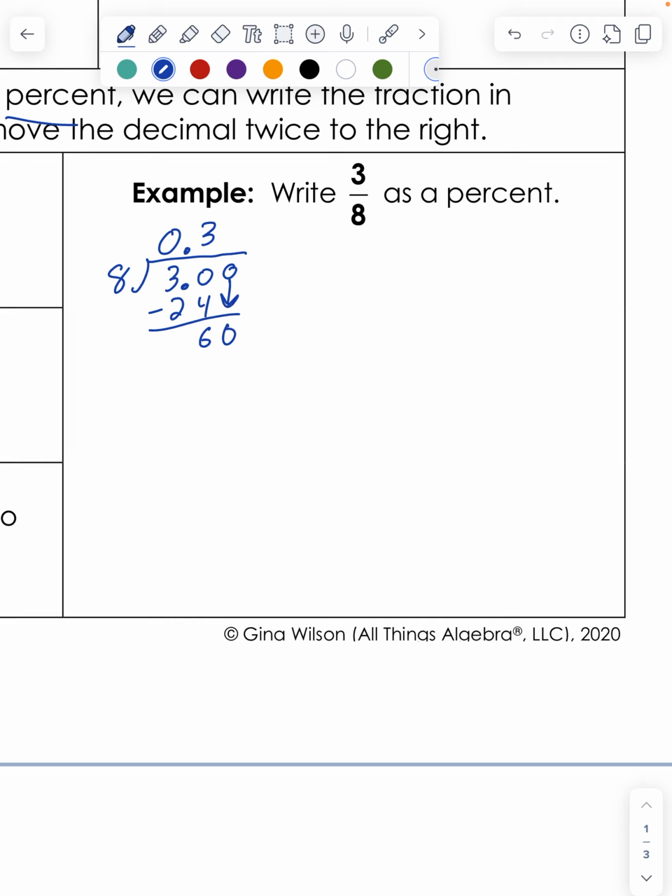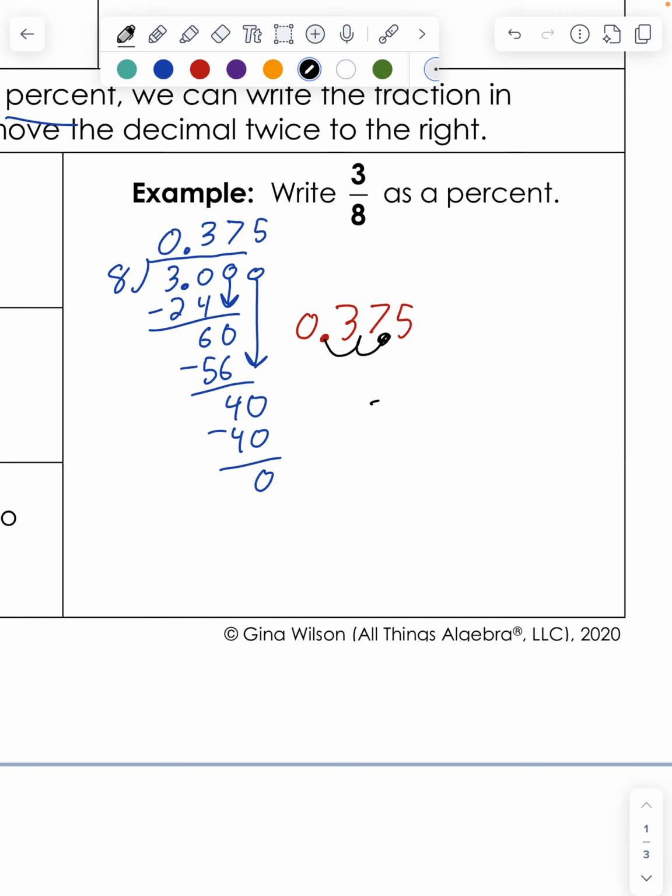How many times does 8 go into 60? That will be 7 times. We subtract 56. That will give me a 4. And then how many times does 8 go into 40? That will be 5 times. 5 groups of 8 is going to be 40. And so this is our decimal value. 0.375 is our decimal value. Let's move that decimal twice to the right. So 37.5% is my percent value.